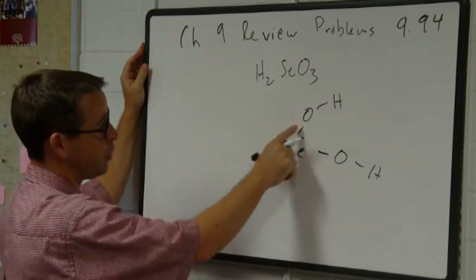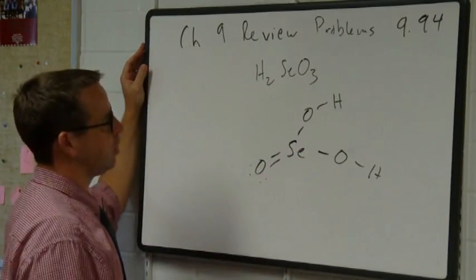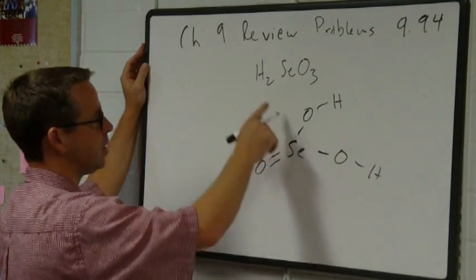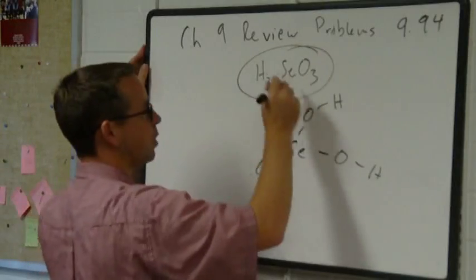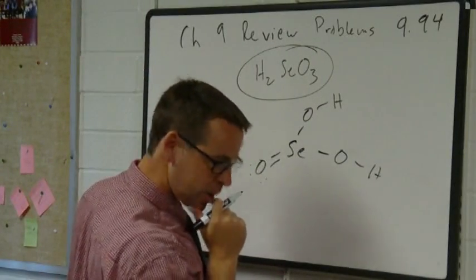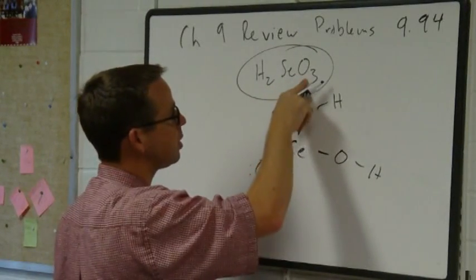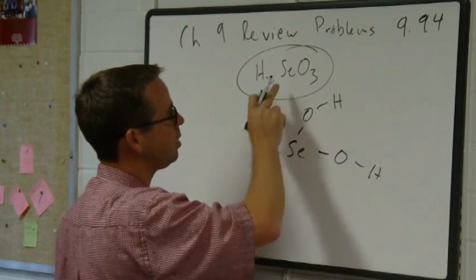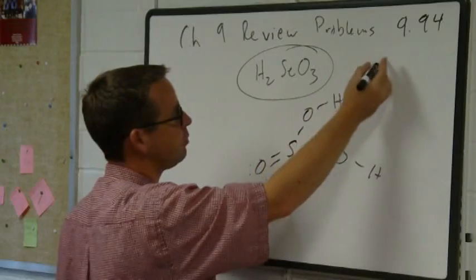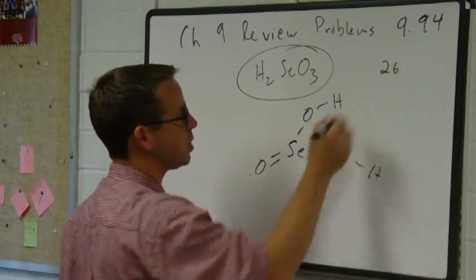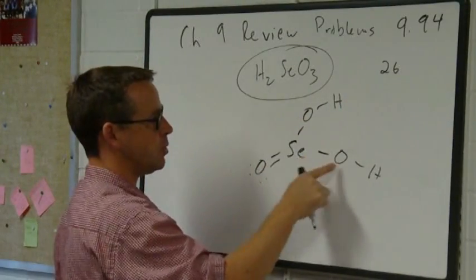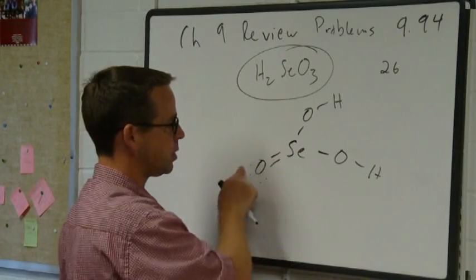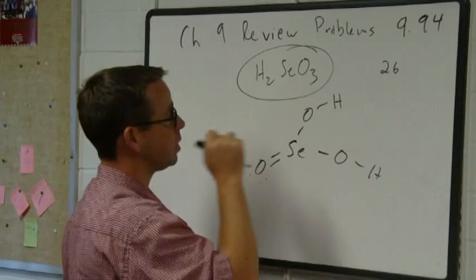Selenium has 1, 2, 3, 4, 5, 6, 7, 8 electrons around it. 9, 10, 11, 12, 13, 14, 15, 16. And that should be how many were brought. Let's make sure. Selenium brought 6. 6 times 3, 18, 19, 20, right? 6 times 4, 24, 25, 26. So there's 26 altogether. 1, 2, 3, 4, 5, 6, 7, 8, 9, 10, 11, 12, 13, 14, 15, 16.